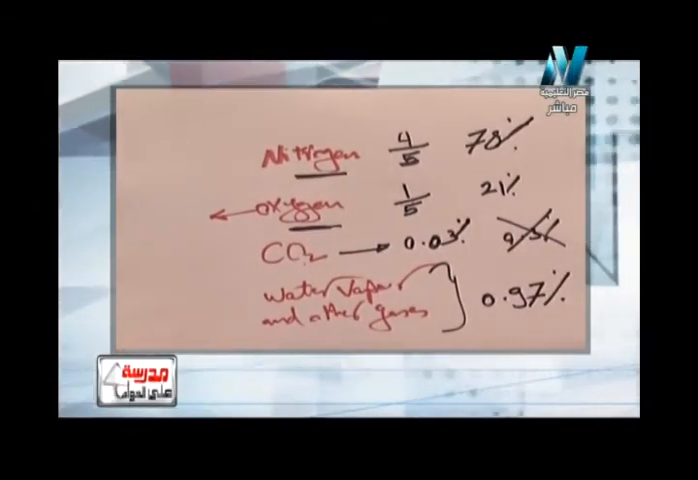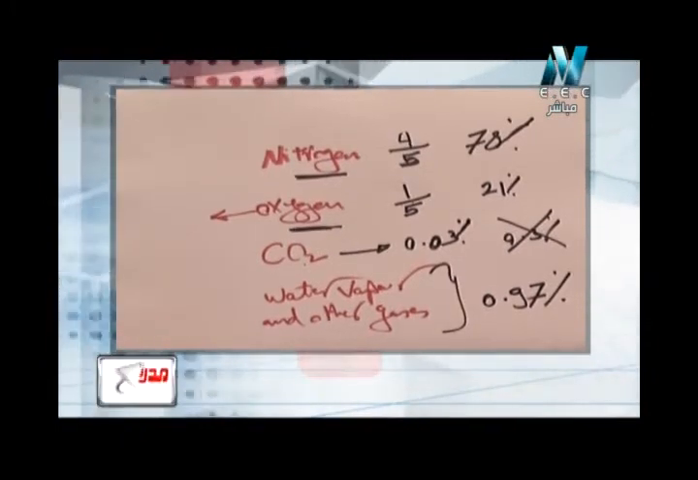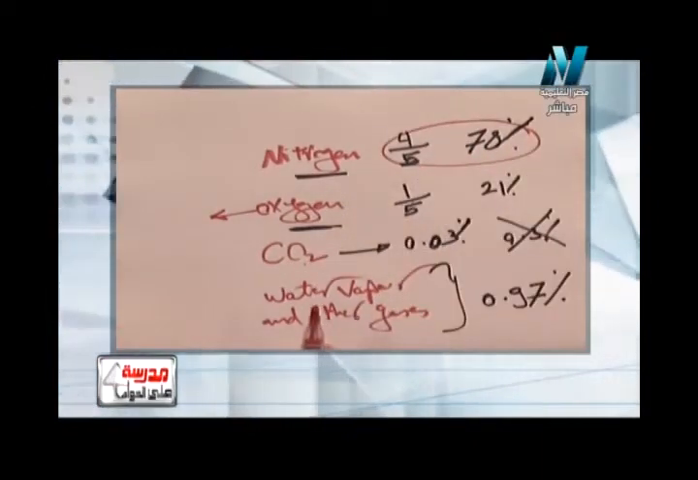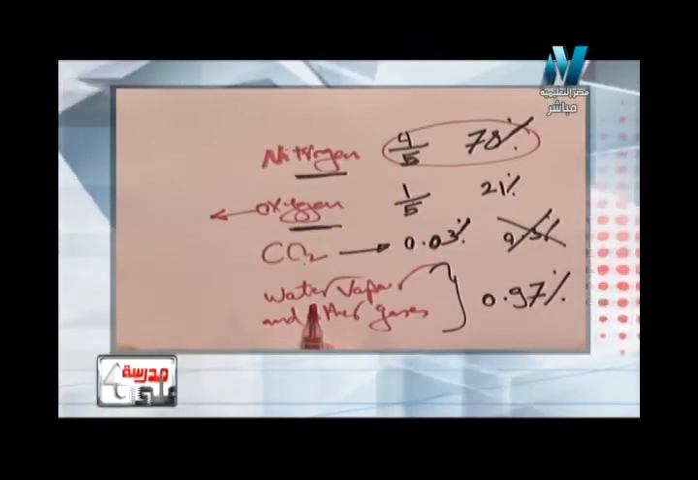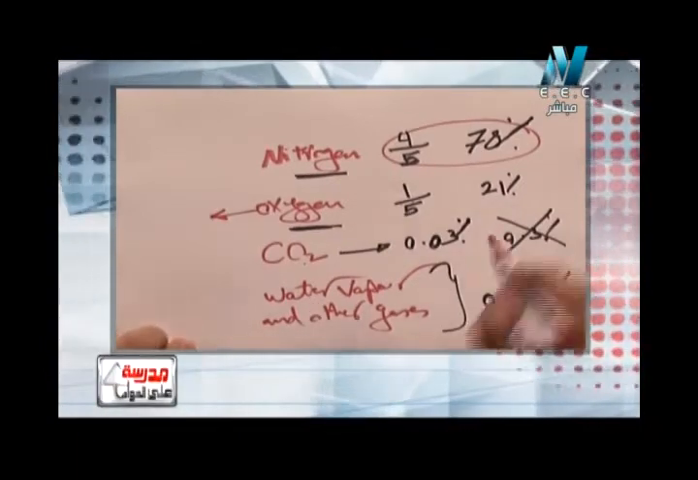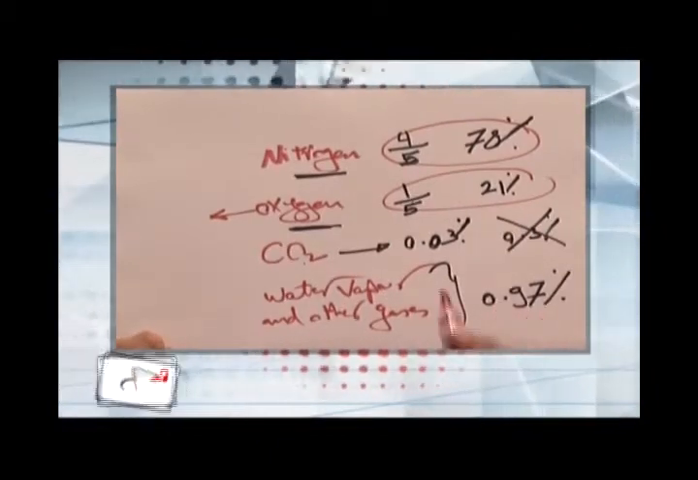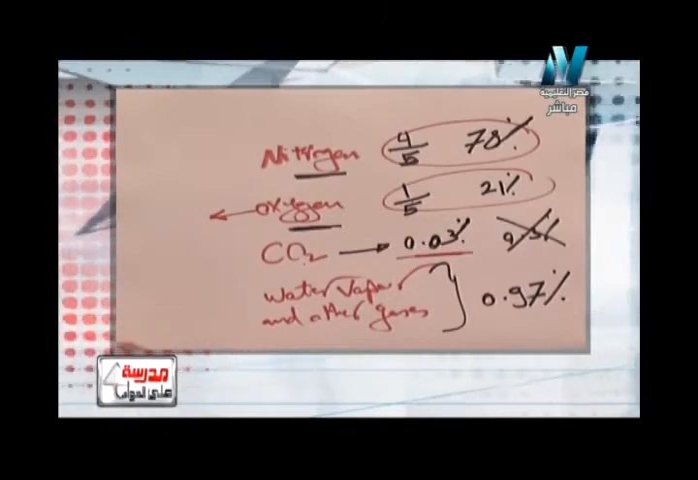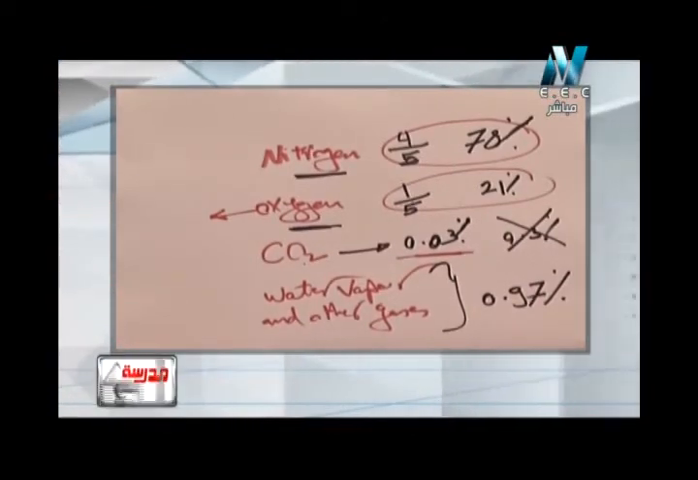So the most abundant gas in the air will be nitrogen gas because it occupies about 78%. So what about oxygen gas? It's the second gas, approximately. What about the least gas? It will be the carbon dioxide gas. It occupies about 0.03%.